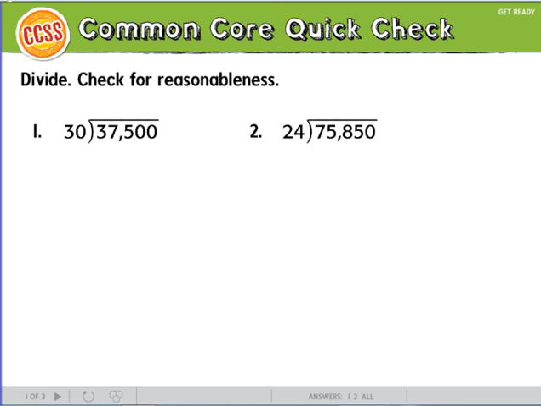You do a division problem now, or 2 I should say. I want you to divide these 2 and check for reasonableness.